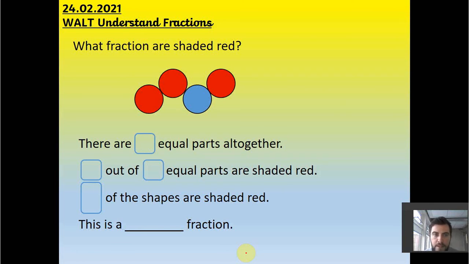Welcome back. Let's see. There are how many equal parts altogether? What's the total amount of, in this case, balls or circles? We've got 4. How many are red? 3 out of 4 parts are red. As a fraction, how would you write it? 3/4. And therefore, what type of fraction is this? This is a non-unit fraction because we have a 3 which is greater than 1. Therefore, it is a non-unit fraction.